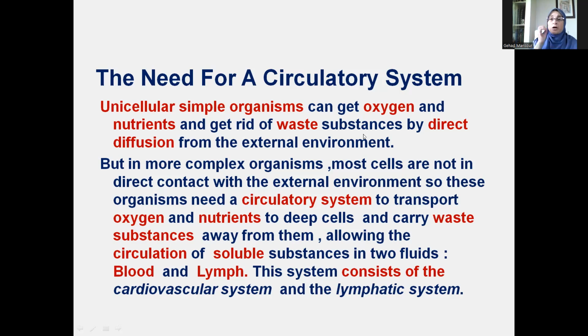So the presence of a transport system with blood vessels and with fluids inside the blood vessel would be extremely important for rapid arrival of oxygen, carbon dioxide, nutrients to their destination. Now, the transport system requires three main conditions.